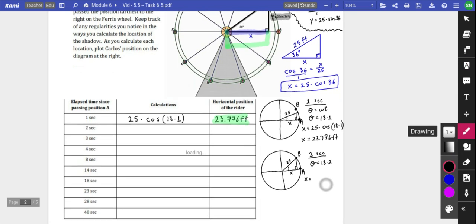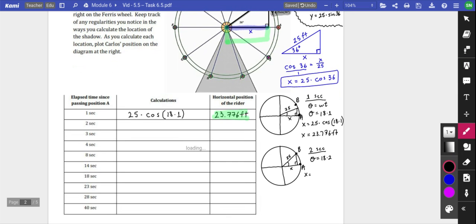Repeat the process at 2 seconds. Now theta is W times T. Again, W is 18. Time is 2, so it would be 18 times 2. We get x equals 25 times cosine of 18 times 2, which is equal to 20.225 feet. Let me write that down and then explain.